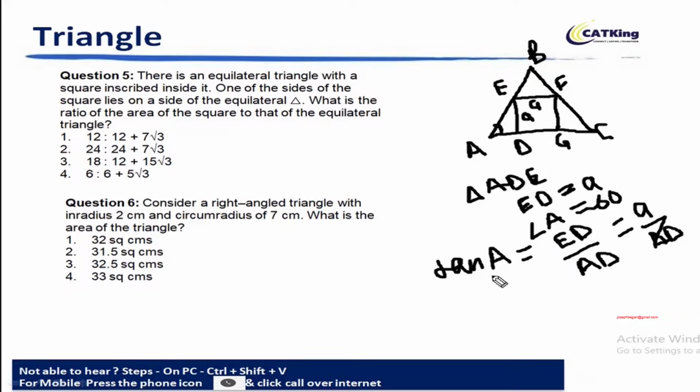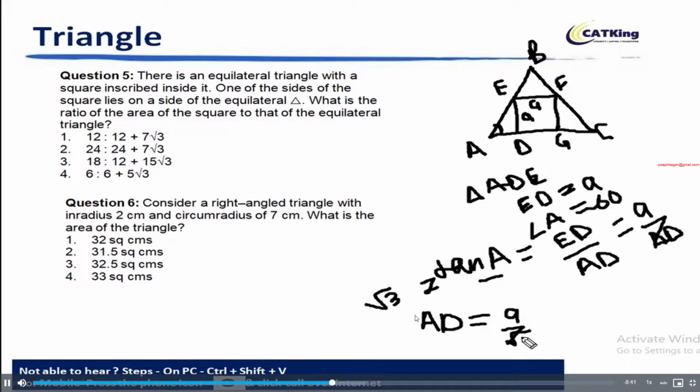Right. Tan A is tan 60. Tan 60 is equal to root 3. Therefore, AD, the value of AD, is a by root 3. A upon root 3.